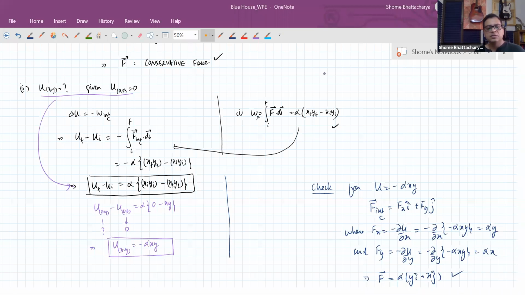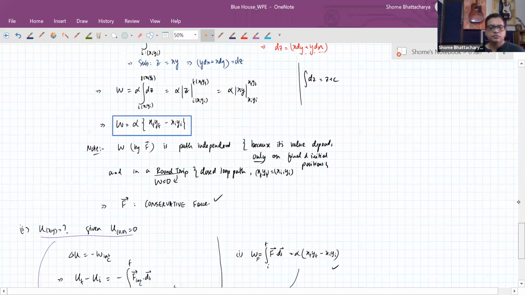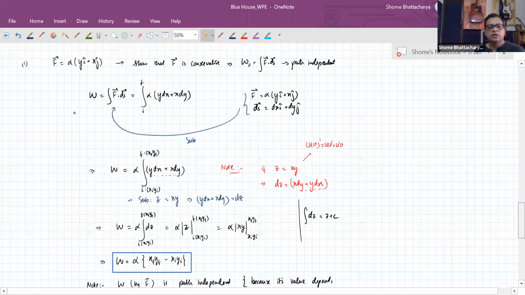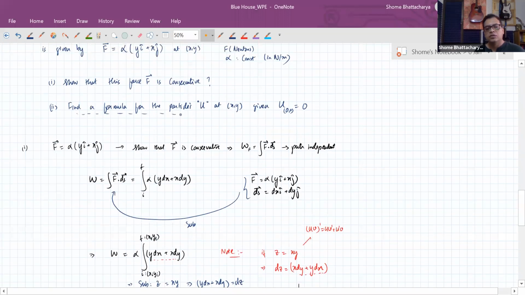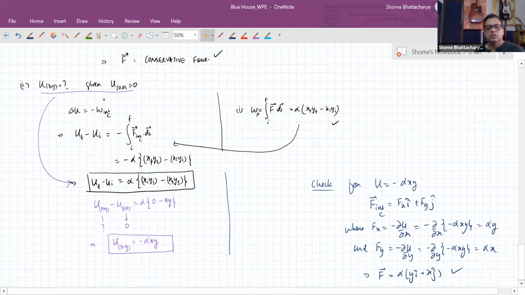Whereas from starting, the part 2 is here only. We wanted to find the formula of potential energy at a general point xy, given that the potential energy at the origin is 0. This was the question. Find the formula for the particle's potential energy at a general point x comma y, given that the potential energy at the origin is 0. Okay. So that same information here. You want to find the potential energy at xy as a formula given this information. So that is coming out to be this finally.